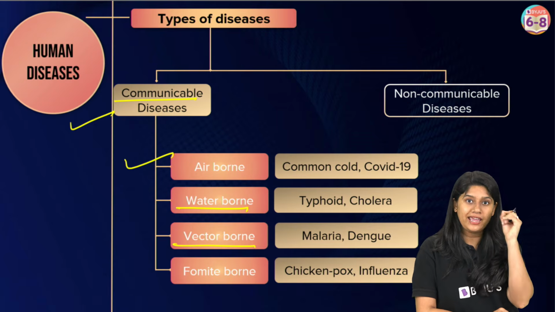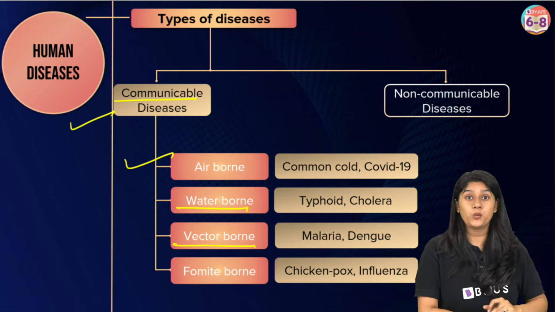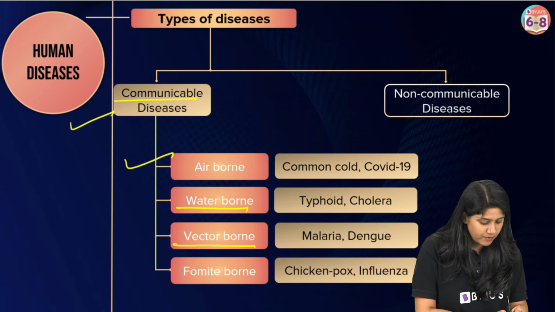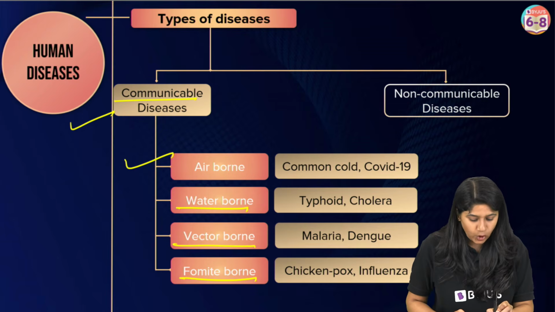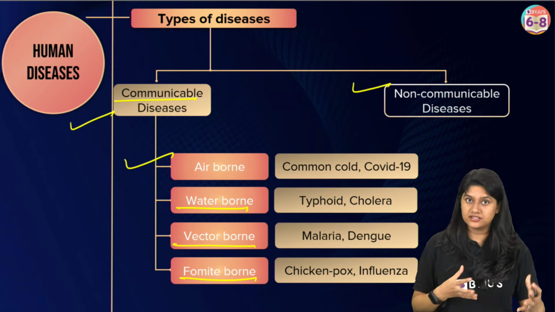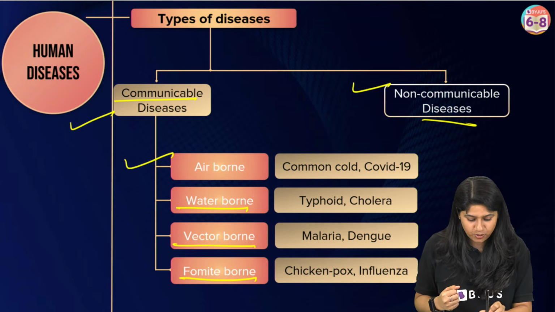The vector here is the mosquito, and inside that mosquito we have the pathogens that cause malaria and dengue. Then we have fomite-borne diseases, like chicken pox and influenza. Then of course we have the non-communicable diseases like asthma and other diseases like heart attack, any issues with the heart.